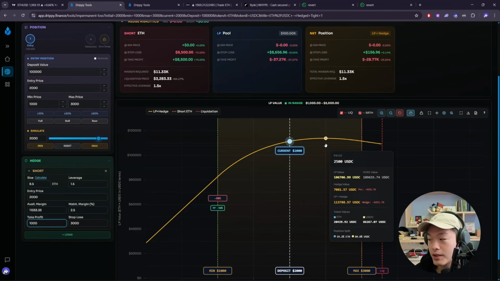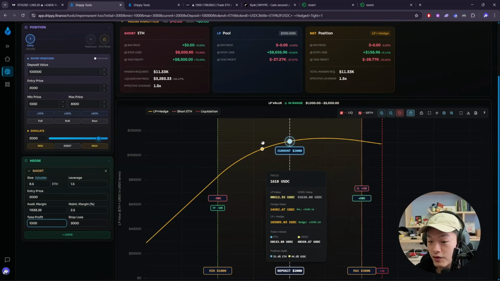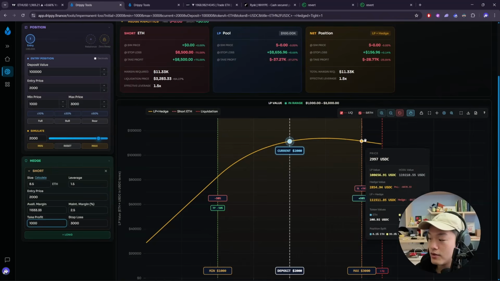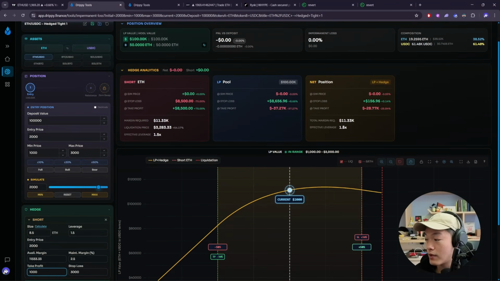But at the same time, again, it all depends on how you want to structure your portfolio and how you want to use these tools. If you believe that the prices are going to stay around these levels, then using a hedge LP like this is definitely a way to handle that, right?